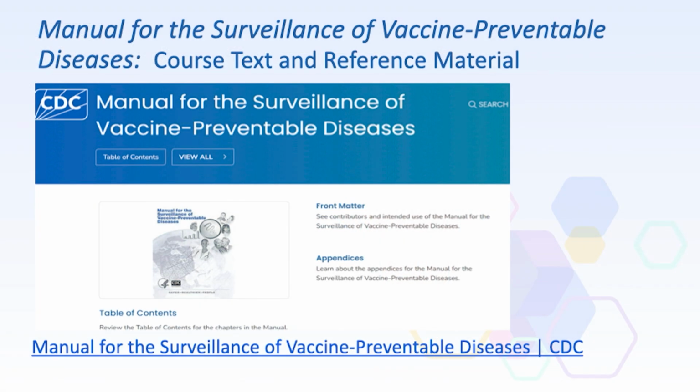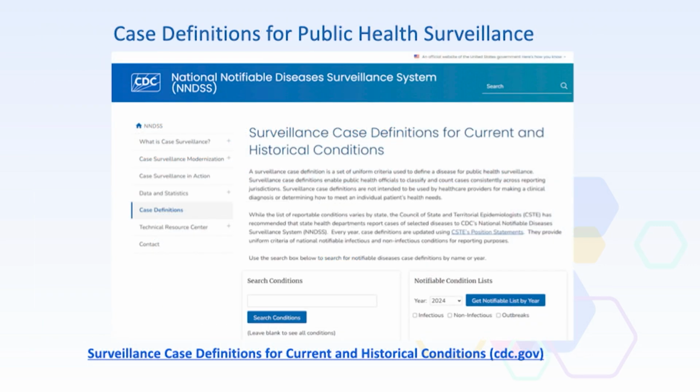Before cases of any disease can be counted, we must first define what it is we are counting. This critical component of public health surveillance requires standardized national case definitions. These case definitions can be found in the Manual for the Surveillance of Vaccine-Preventable Diseases. The link to the surveillance manual is provided here. CDC also maintains a webpage that contains the public health case definitions for all conditions under national public health surveillance, including the vaccine-preventable diseases. This is also a very useful webpage, and the link to this page is provided here.